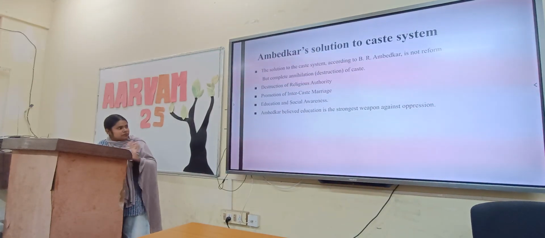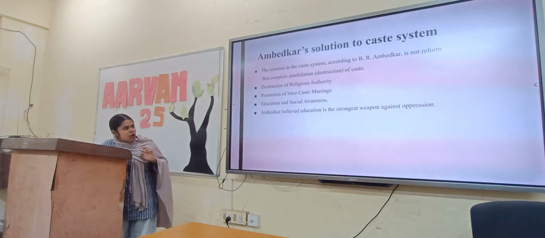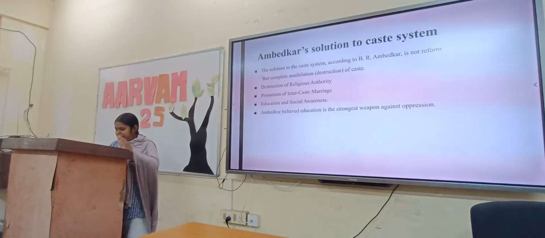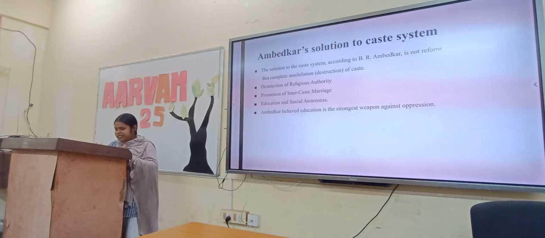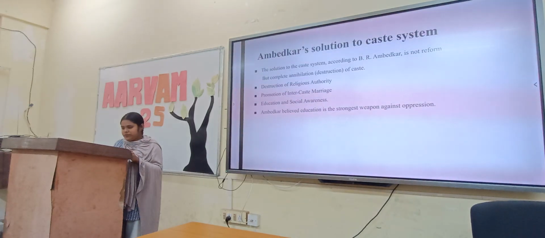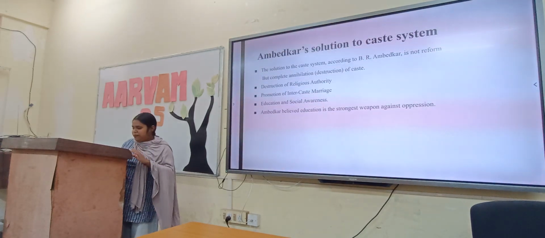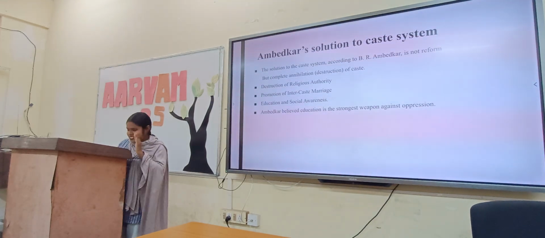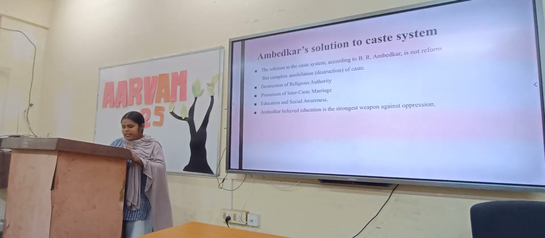Then education and social awareness. Ambedkar believed education is the strongest weapon against oppression. People must understand that caste is man-made, not divinely created. Awareness helps people question scripture and tradition that support inequalities.